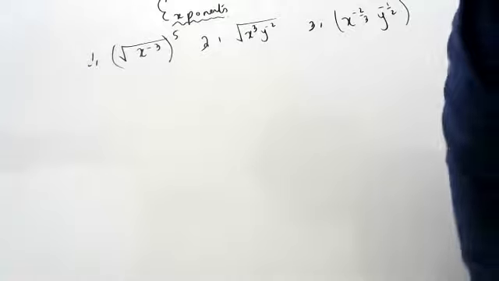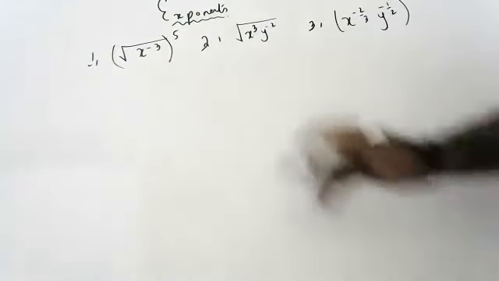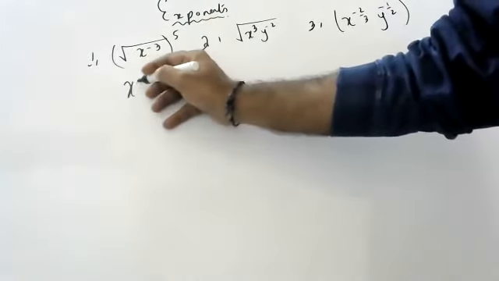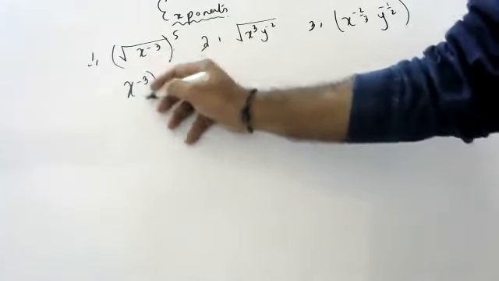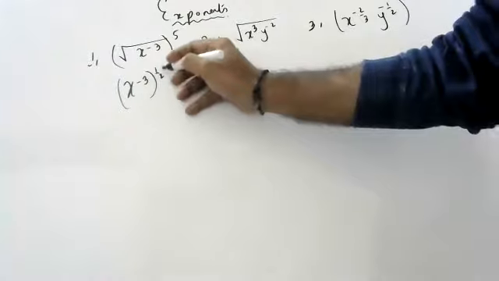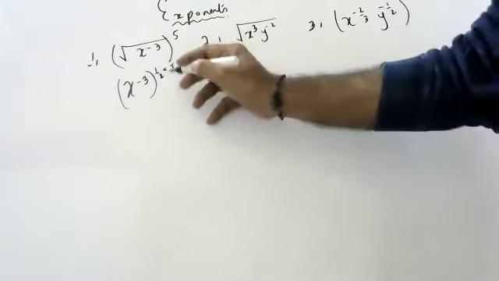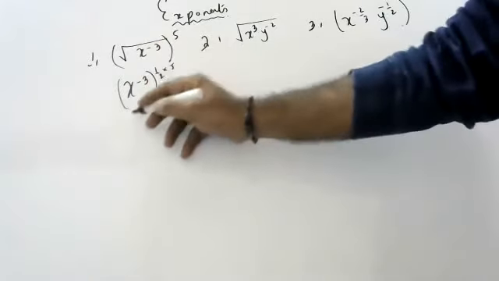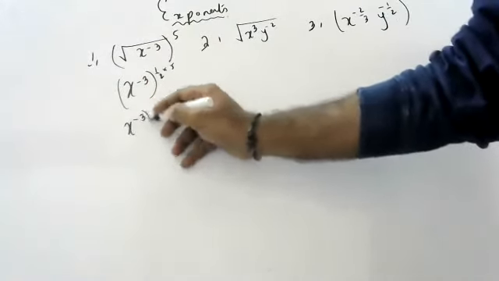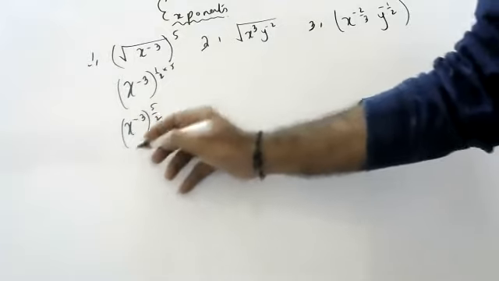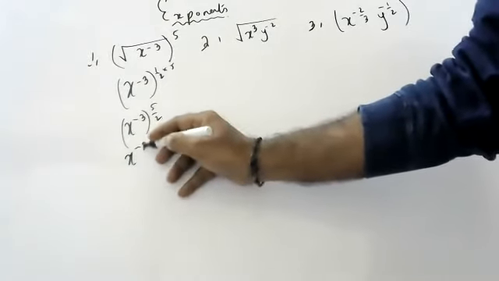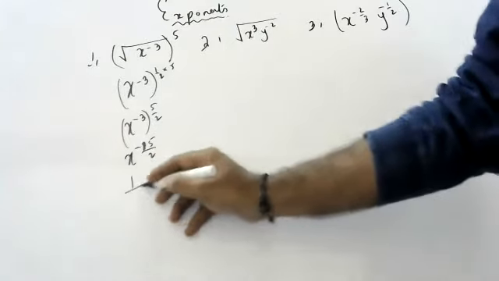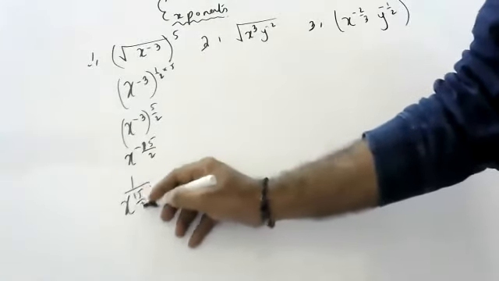Yes, sir. Root x to the power minus 3 can also be written as x to the power minus 3 into 5, to the power 1 by 2. Yeah, root will always become 1 by 2. So x to the power of minus 3 into 5 by 2 is x to the power minus 15 by 2. And to remove minus, it will become 1 by x to the power 15 by 2.